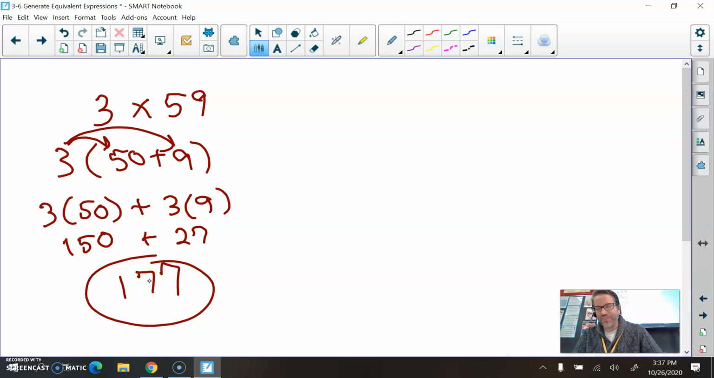I'm going to let you in on a little secret. I actually did it differently. What I did is I took 3 times 60 minus 1. Isn't 60 minus 1 equal to 59? It is. It has the same value.